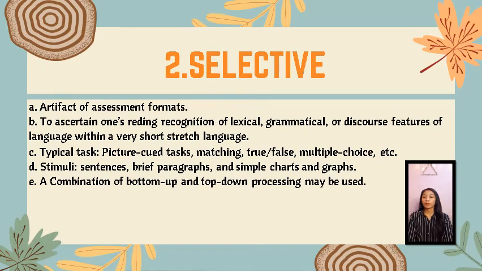The second type of reading is selective reading. Selective reading is an artifact of assessment formats, and the function of selective reading is to ascertain one's reading recognition of lexical, grammatical, or discourse features of language within a very short stretch of language. The typical tasks in selective reading are feature cue tasks, matching, true or false, and multiple choice. The stimuli used in selective reading are sentences, brief paragraphs, and simple charts and graphs. And selective reading uses a combination of bottom-up and top-down processing.